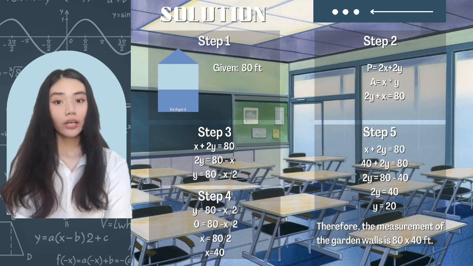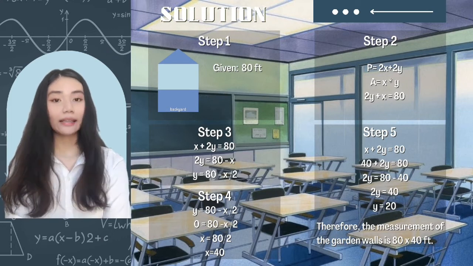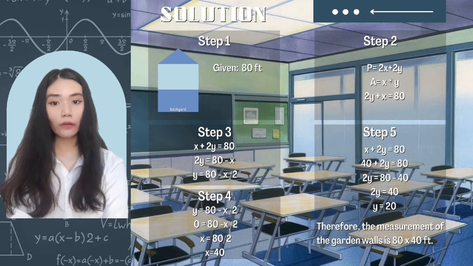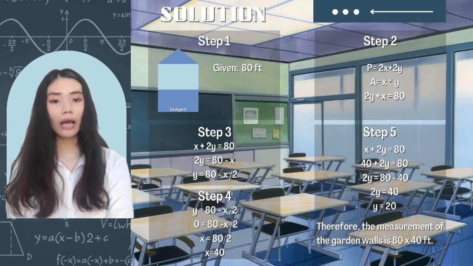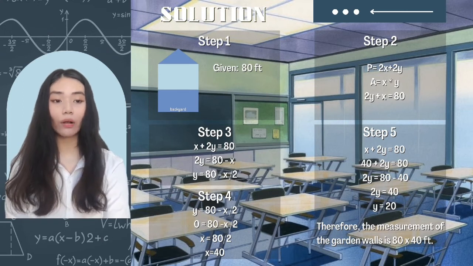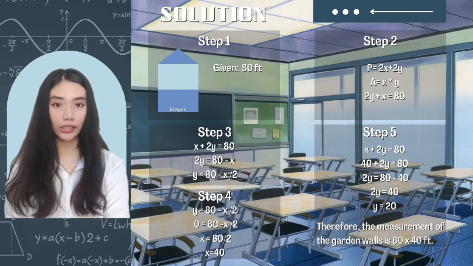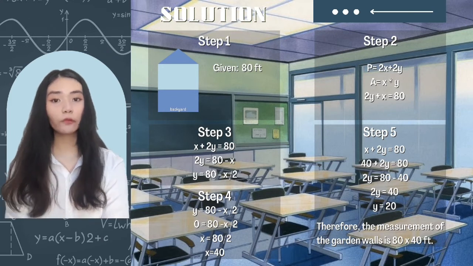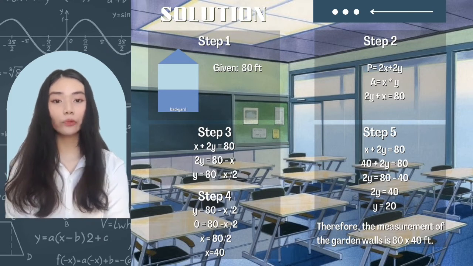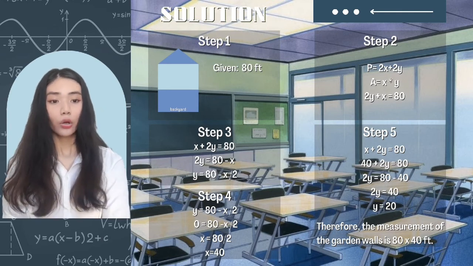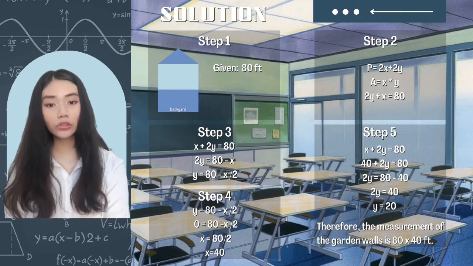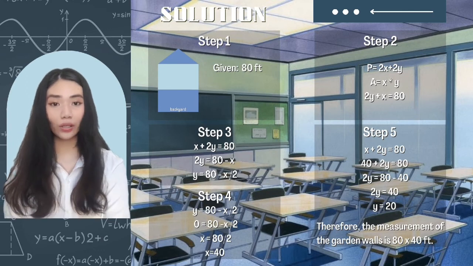We now have 0 is equal to 80 minus x over 2, and now we transpose x to the left and we are left with x is equal to 80 over 2. And now we know that x is equal to 40. Going back to our main equation, which is x plus 2y is equal to 80, we now substitute x to 40. And for our step 5, we now have 40 plus 2y is equal to 80, and we then transpose 40 to the right, which gives us 2y is equal to 80 minus 40, which is 2y is equal to 40, and divide both sides by 2, and now we get y is equal to 20.